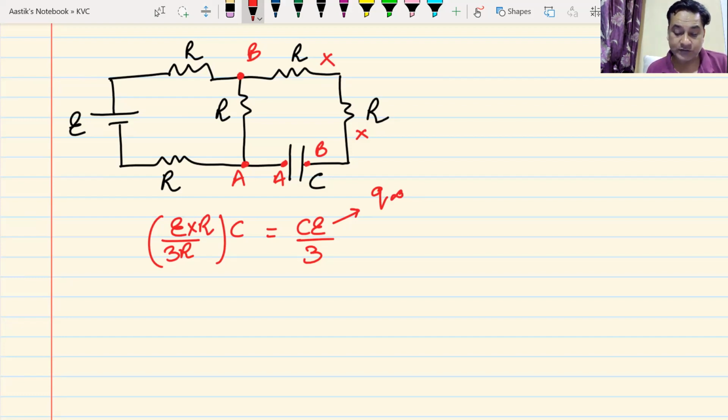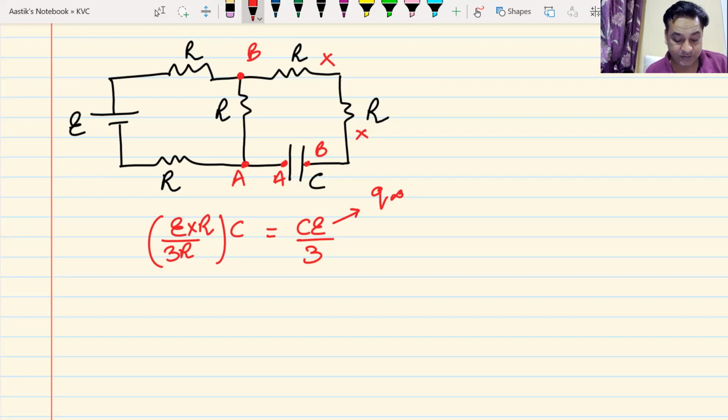to the actual concept. If the potential difference on the capacitance is, what will you do? The potential difference across the capacitor is E by 3. Yes or no? Yes, sir. You multiply this E by 3 by C and you get the charge on the capacitor. Yes or no? Yes, sir. Okay. Now we move on to the question where what we have is the transient state.